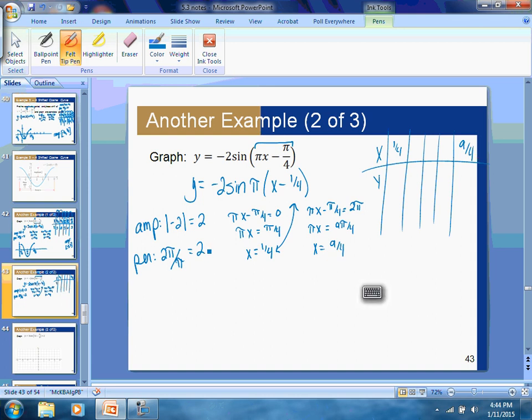Now my period was 2. And again, I've got 4 times that I have to add. So I'm going to take 2 divided by 4, and I get a half. So I'm going to add a half every time. So 1/4 plus a half is going to be 3/4. Plus a half is going to be 5/4. Plus a half is going to be 7/4. Plus a half is going to be 9/4. So again, this x equals 9/4 should match up to your very last value after you add all those fourths.